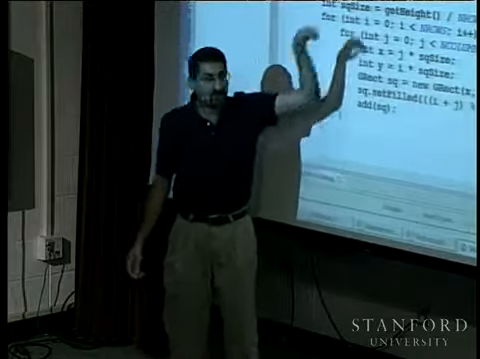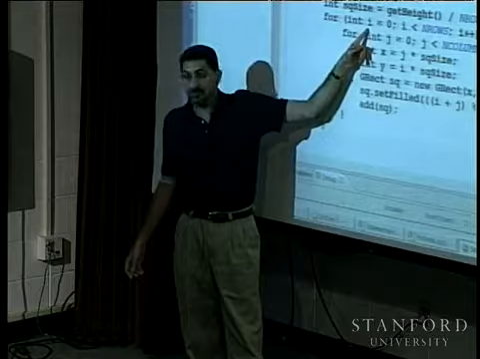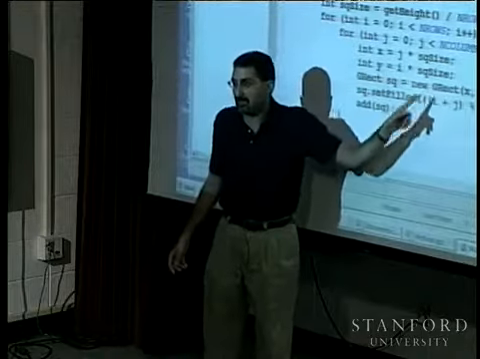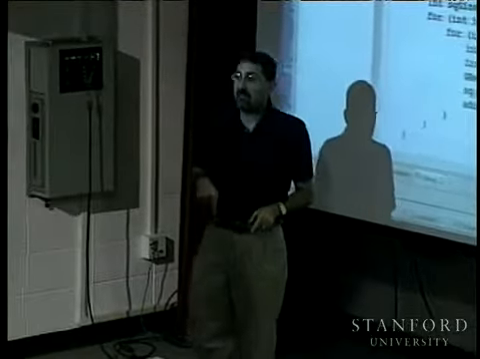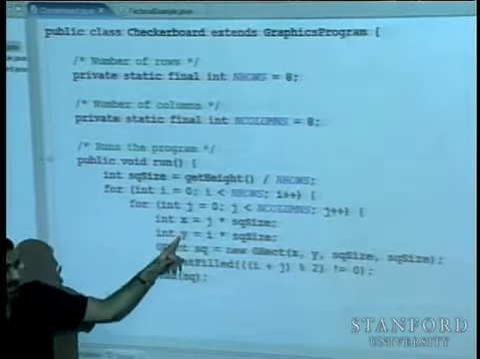Similarly, for y, which is the vertical direction, I need to figure out which row I'm in. Well, i is what's indexing my rows, right? So I'm just going to take i and multiply it by the square size. That tells me how far down the screen I need to go to get the y location for this square. So now I have the x and y location.